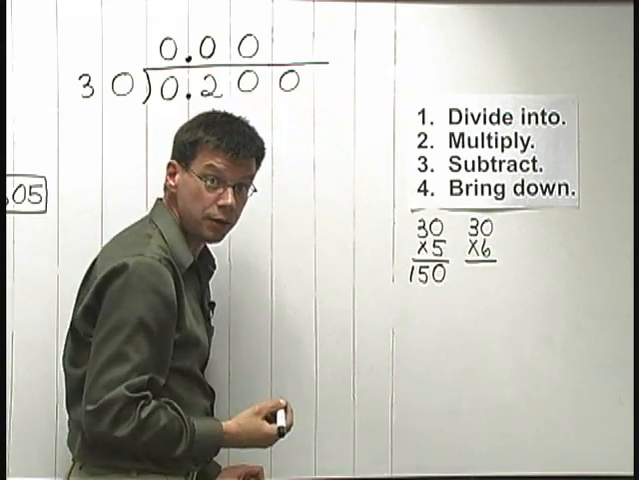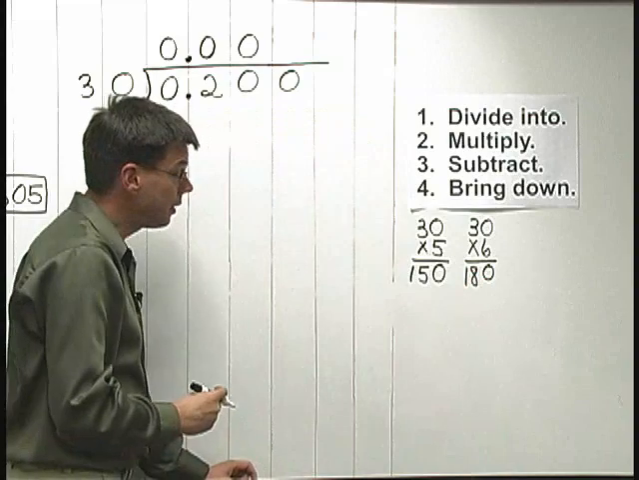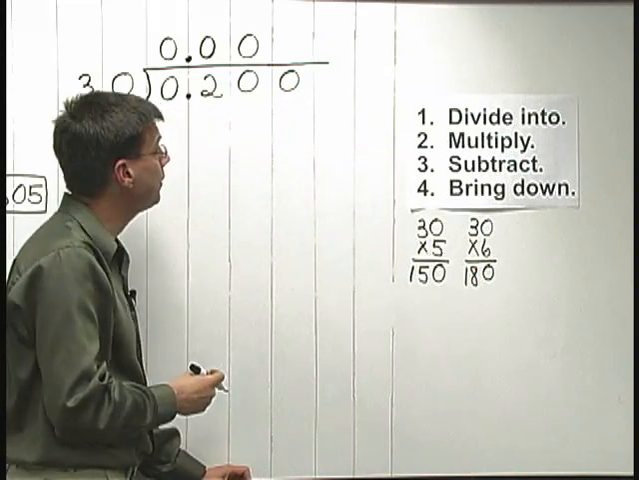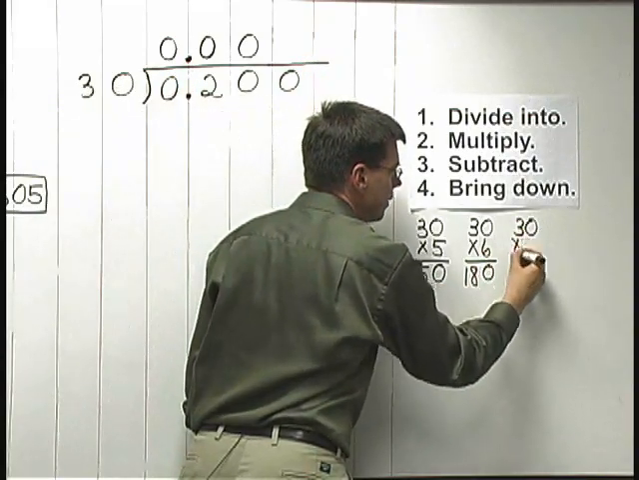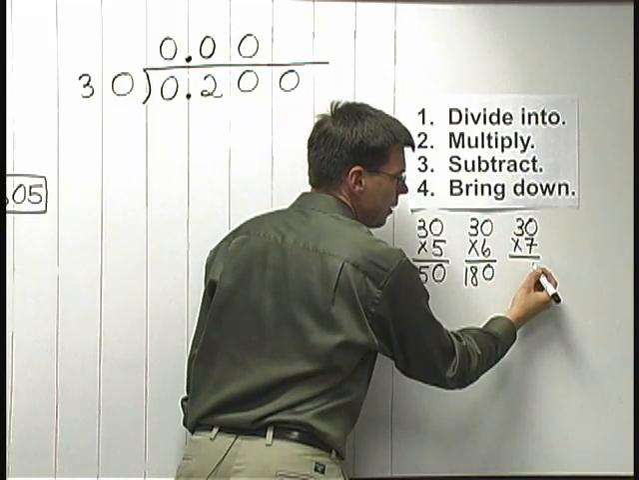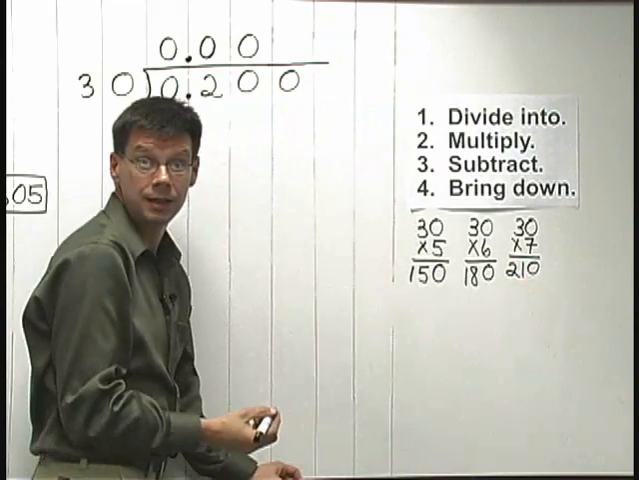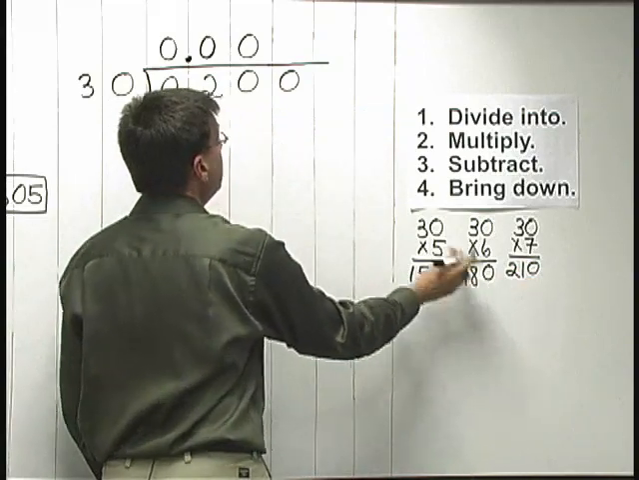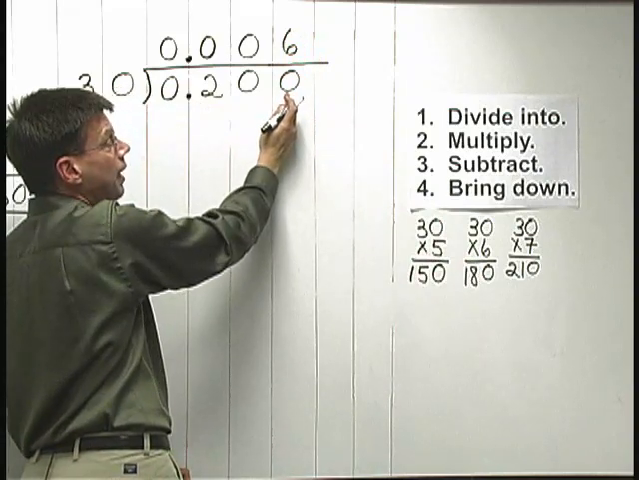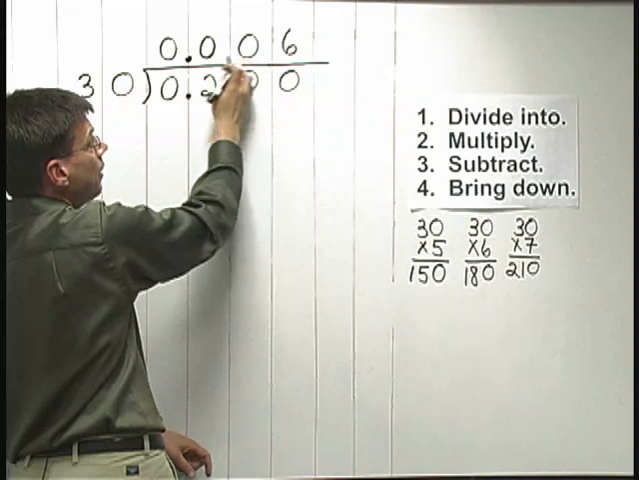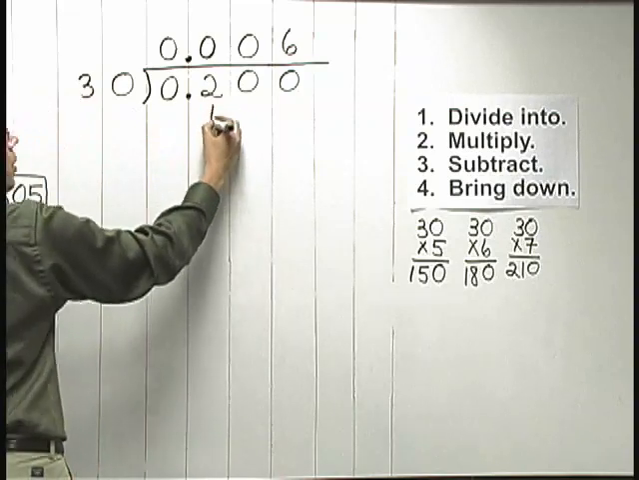30 times 6, again, I hope you can do that in your head. 6 times 0 is 0, 6 times 3 is 18. That's 180. That's really just 3 times 6 with an extra 0 on the end. Now 180 is pretty close to 200. What about 30 times 7? Is that going to be smaller or bigger than 200? I'm going to get 7 times 0 is 0, 3 times 7, 21, 210. That takes me over. So I can see 6 is what I need here. I'm going to write the 6 above this last 0 that I just added on. Notice how crucial these zeros are in between the decimal point and the 6. 6 times 30 now is 180.